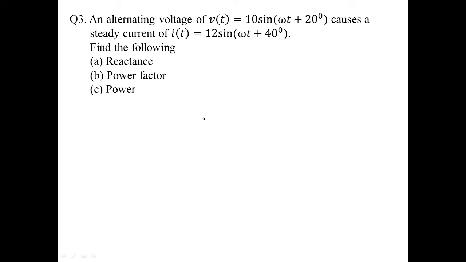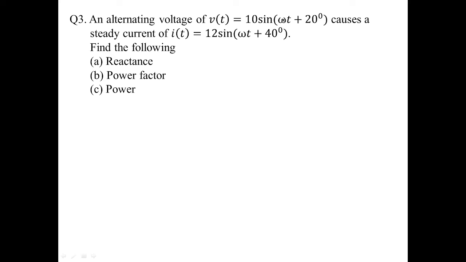Now in another example, you can see an alternating voltage of v(t) = 10 sin(ωt + 20°) causes a steady current of i(t) = 12 sin(ωt + 40°). So unlike the previous problem, you can see v(t) and i(t). In the previous problem, the values of magnitude and angles were somewhat different.